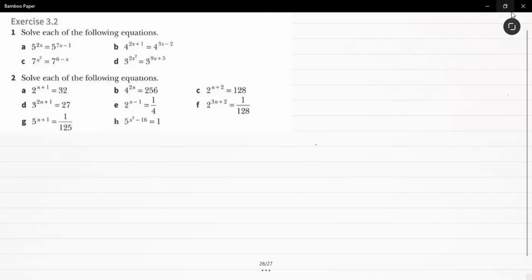There's not much concept in this exercise. I mean, there is concept, but we have already discussed it in the previous lectures. The thing you need to know very nicely in this one is how to compare powers.